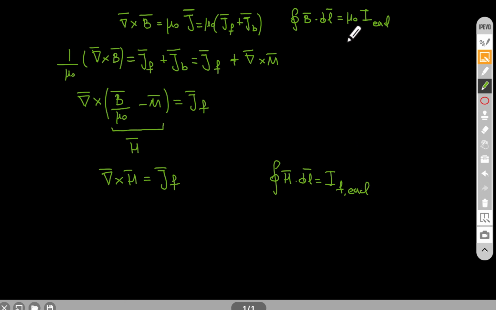Now, in a similar way that I emphasized in this integral form of Ampere's law, the same thing is true here. When you decide on the direction of integration, this is again a closed path integral, that direction of integration needs to be consistent with the right hand rule and what you define as a positive free current.